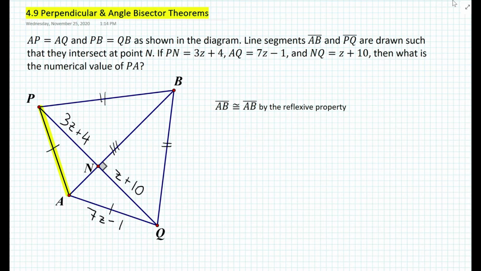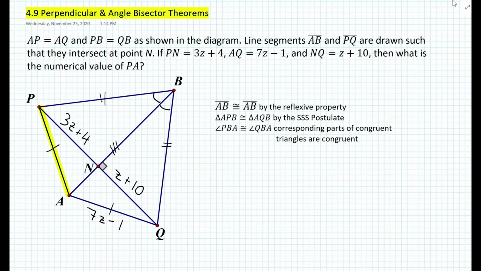Now that we know that these two triangles are congruent, we can now also say that their corresponding parts must be congruent as well. We could, for example, state that these two angles here must be congruent by corresponding parts of congruent triangles are congruent. So let's write this in. So here we have angle PBA is congruent to angle QBA because corresponding parts of congruent triangles are congruent.